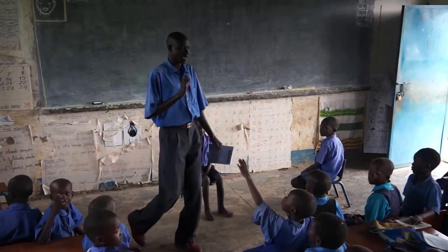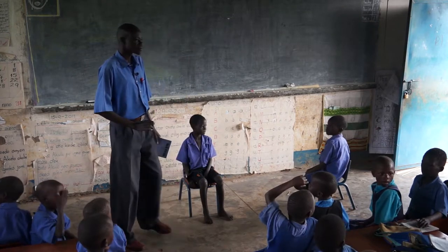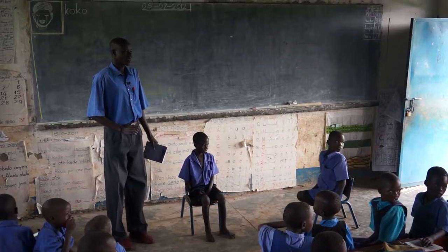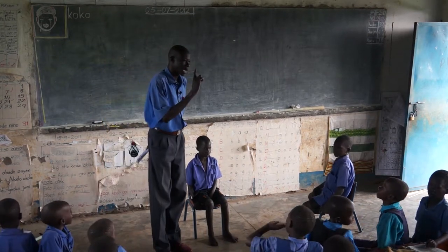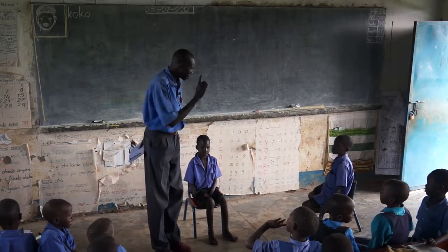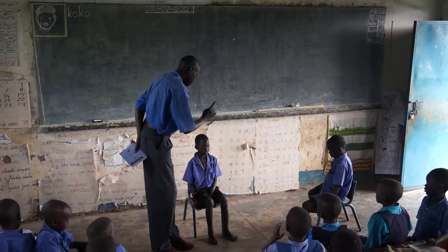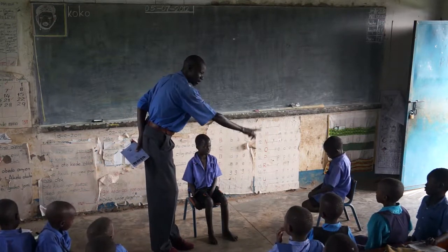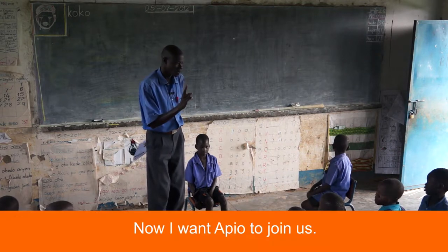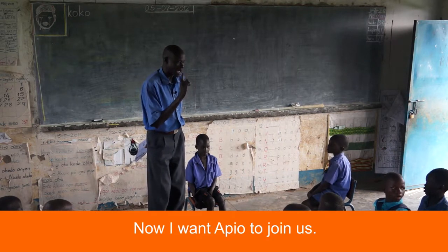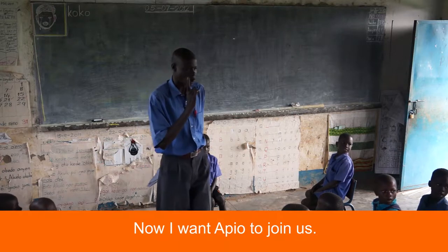Petros created his own story starter so that pupils could write a fiction story that would illuminate the sub-theme and also use the keyword. The children did a role play in which two pupils played Apio and Ochen, the main characters in the primer.